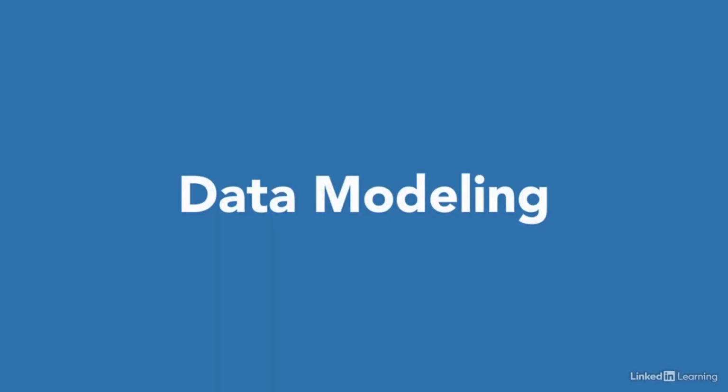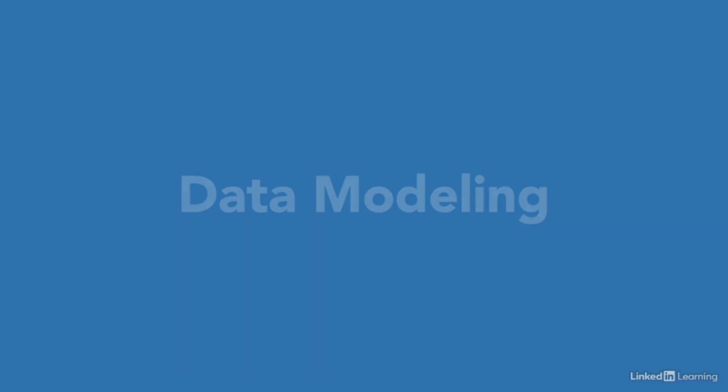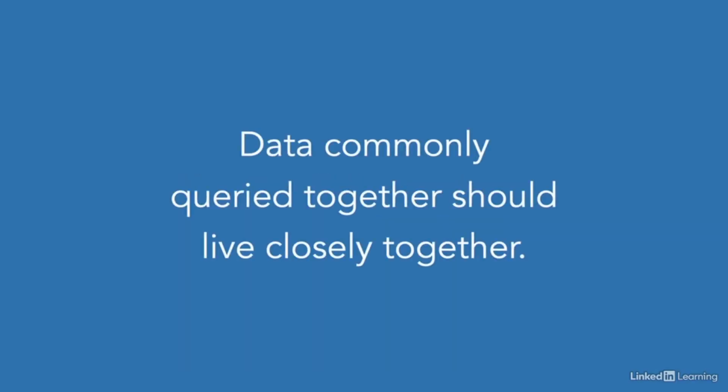Data modeling is a topic that deserves its own course, but I will give you a brief introduction here. The main principle to keep in mind when modeling data is that data commonly queried together should live as closely together as possible. That means in the same document or collection. While pulling in data from another collection is possible, it is not the most performant way to use MongoDB.